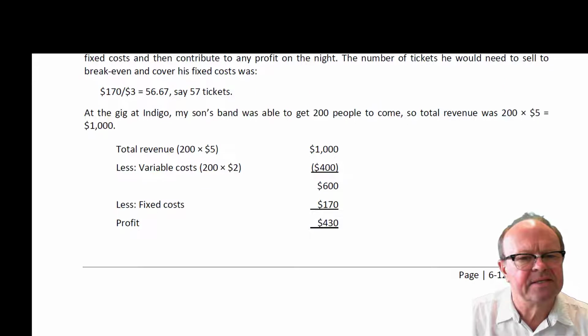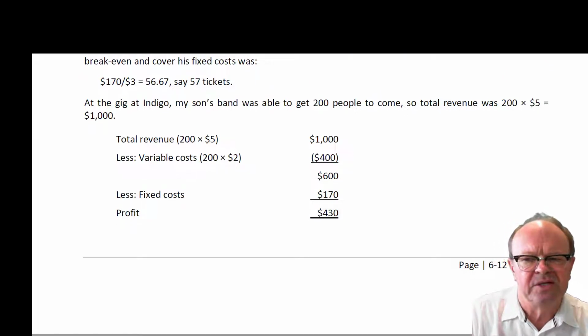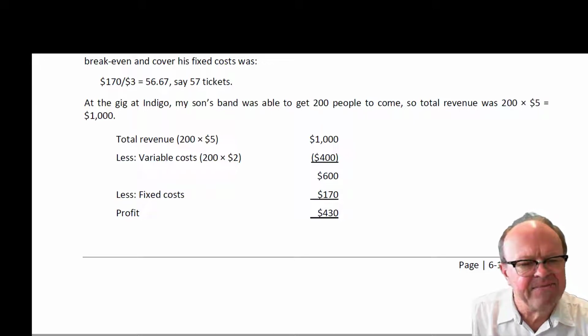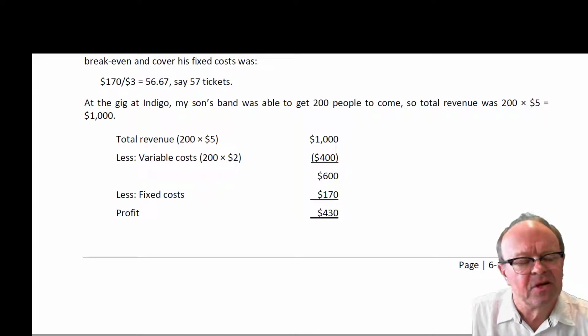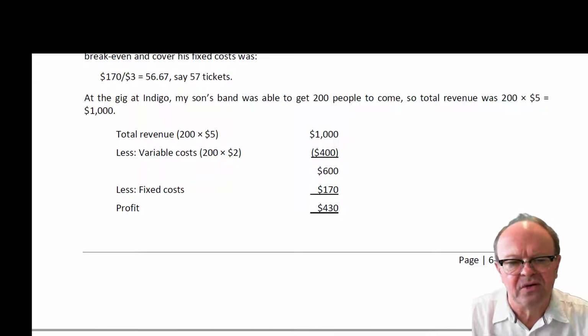At the gig at Indigo, my son's band was able to get 200 people to come, so total revenue was 200 times $5, which equals $1,000. Less variable costs, 200 times $2, which equals $400. So $1,000 less $400 is $600. Less fixed costs, $170, gives profit of $430.